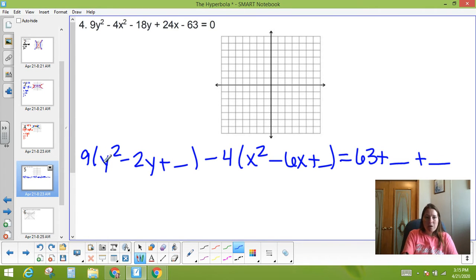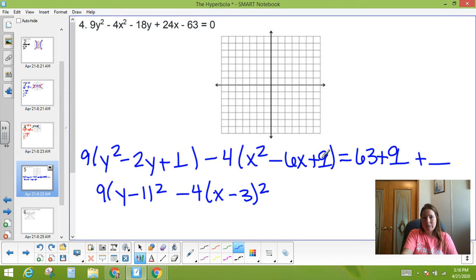All right, so half of -2 is -1, so that goes in the factored form. 1 squared is 1. Remember to multiply by the number on the outside to put it over here. All right, then you have minus, bring that 9 down, 4, and then we're going to factor this. Half of -6 is -3.